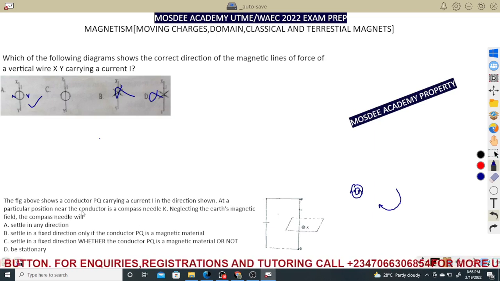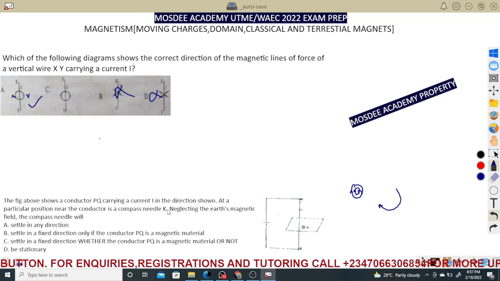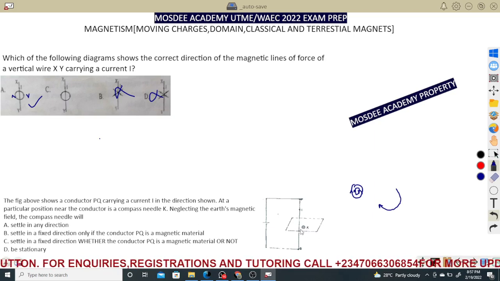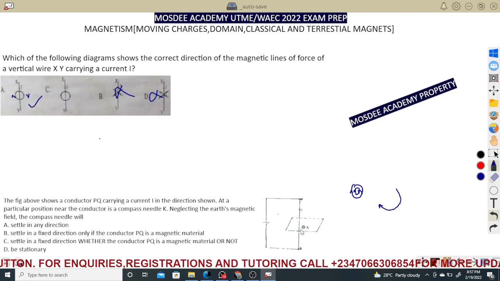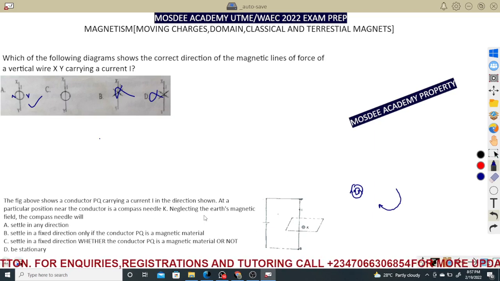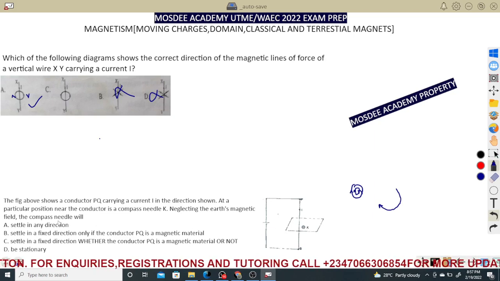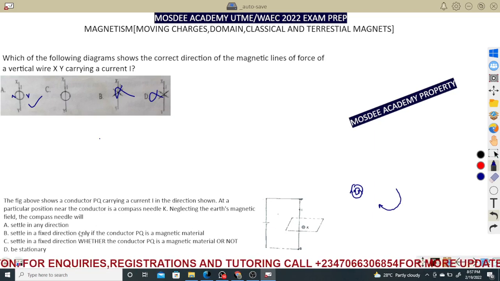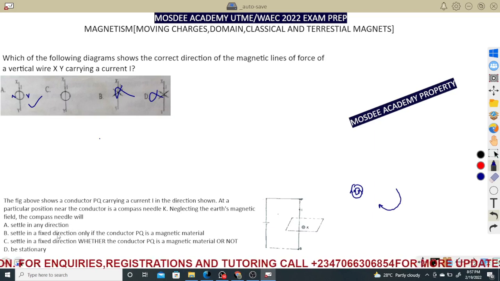The particular position near the conductor is a compass needle K. A compass needle was brought there. I told you the compass needle is used to show the direction of what? Of the magnetic field. Getting the Earth's magnetic field, will the compass needle set in any direction? No, it will set in a particular direction, which is always the north-south direction.